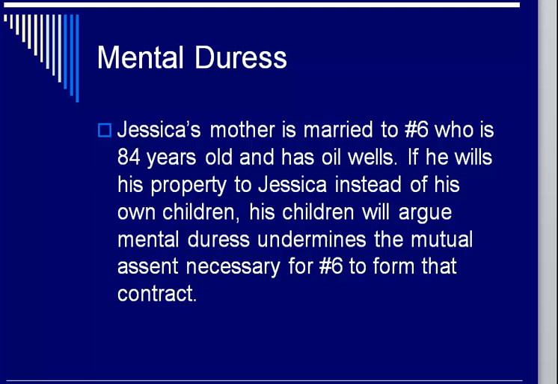If he was going to will his property to me instead of his own children, which actually he didn't, he willed it to my mom, his children, his own children from his prior marriage, could argue that mental duress by my mother undermined the mutual assent necessary for number 6 to form that contract, which is essentially a will. And so the argument is that my mom, who's young, beautiful, vivacious, actually compelled him through her wily, manipulative ways to force him to give her his goods instead of giving them to his own children.